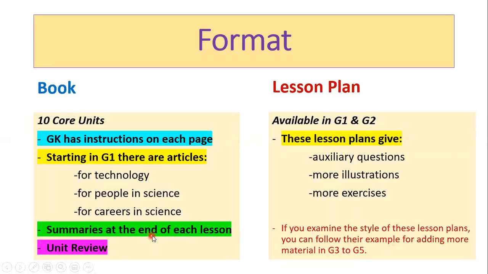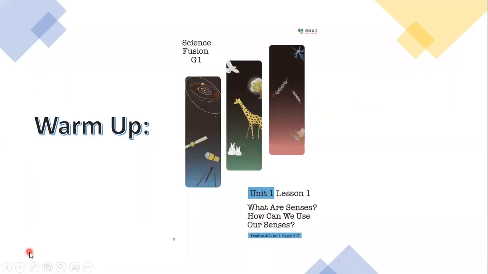Back over here in the green section, at the end of each lesson, there is a summary of the key points taught in the lesson. Now, many times these will be assigned as homework in G1 and G2, but we can also use these as a review. And at the end of each unit, there is a unit review. These are excellent for checking not only for comprehension, but retention. What are they remembering? Let's look at a sample class.